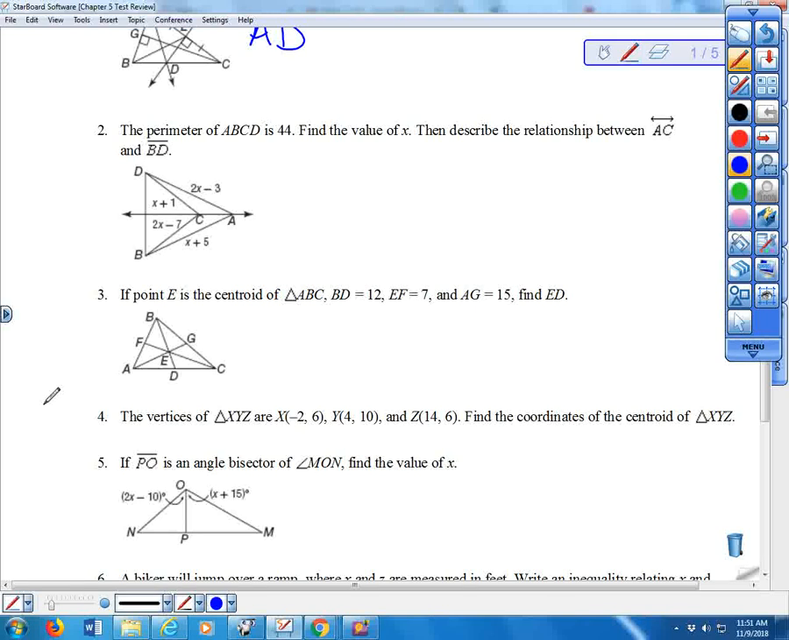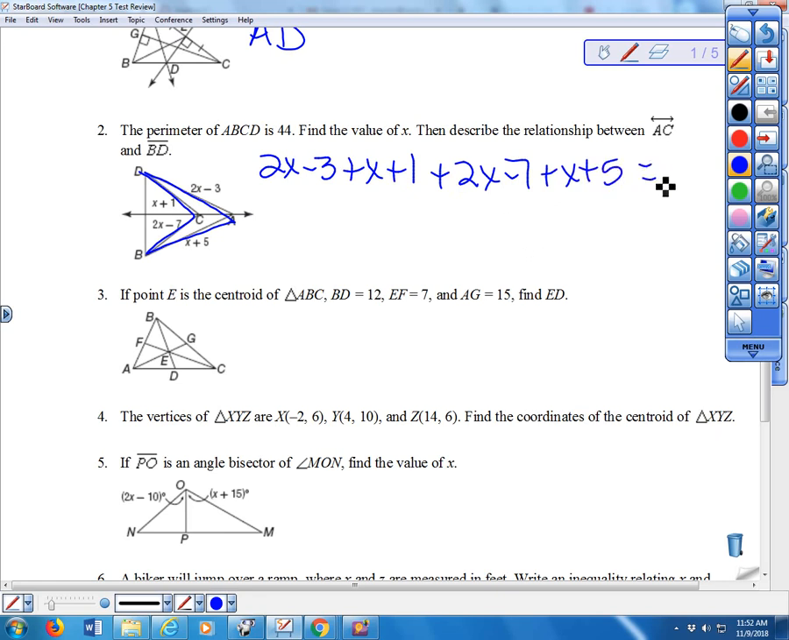Okay. The perimeter of ABCD is 44. ABCD. So it's this shape here that I'm not going to be able to outline very well. The perimeter. So to find the perimeter of any polygon, you just add up the sides of the polygon. So I'm just going to add 2x minus 3 plus x plus 1 plus 2x minus 7 plus x plus 5 and set it equal to 44. And then it's just solving.